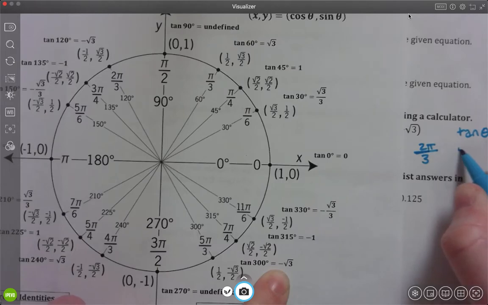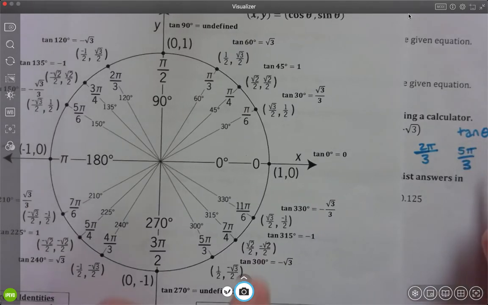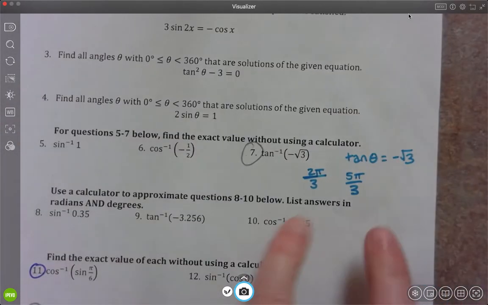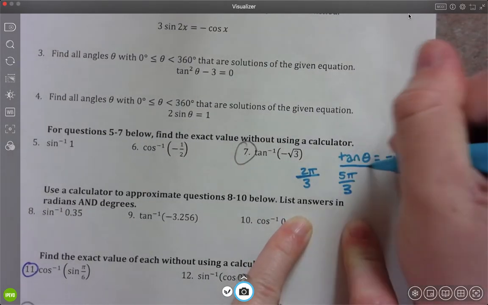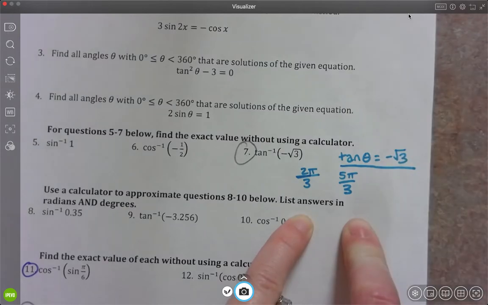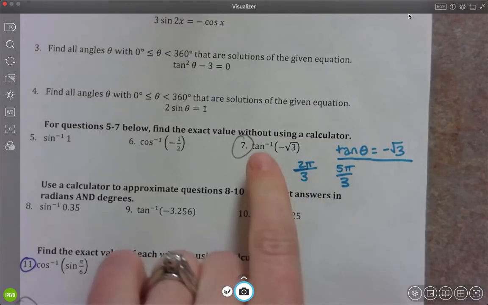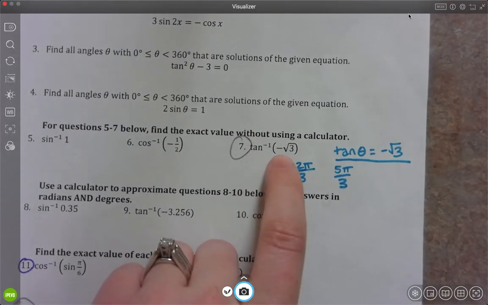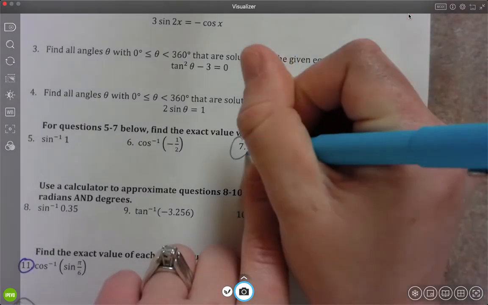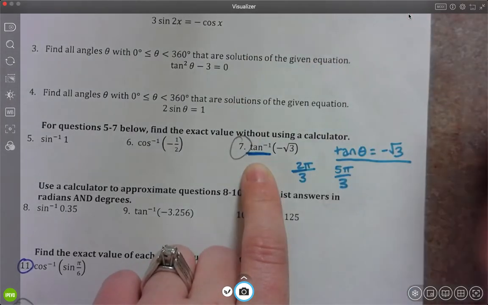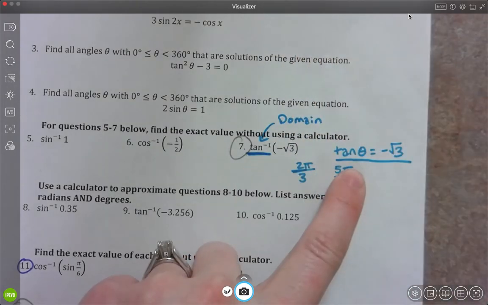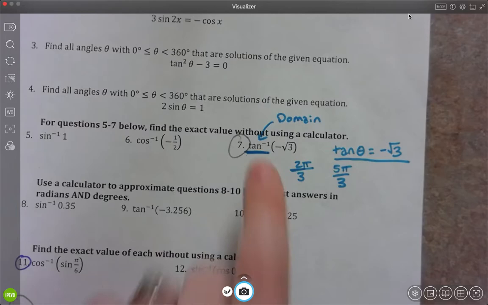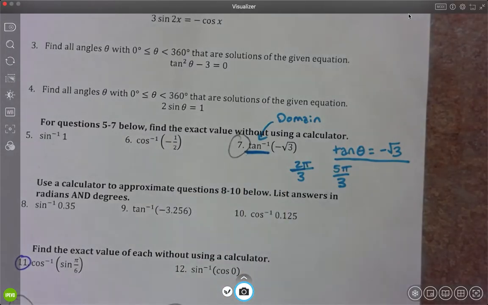Now here's the kicker, so be careful. 2 pi over 3 and 5 pi over 3 would be the answers if they had asked: tangent of what angle gives me negative square root of 3? But they are asking for the inverse tangent of that value, so we're in the domain of inverse tangent, not the domain of regular tangent. And inverse tangent will only exist in the first and fourth quadrants.